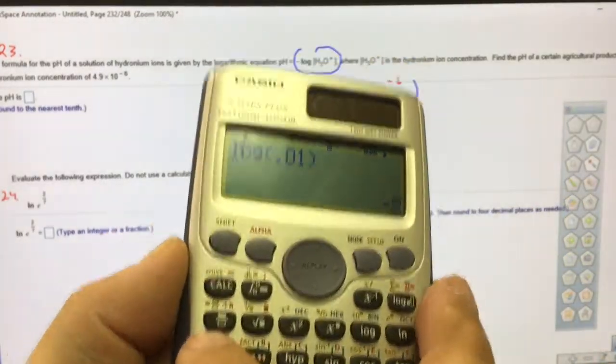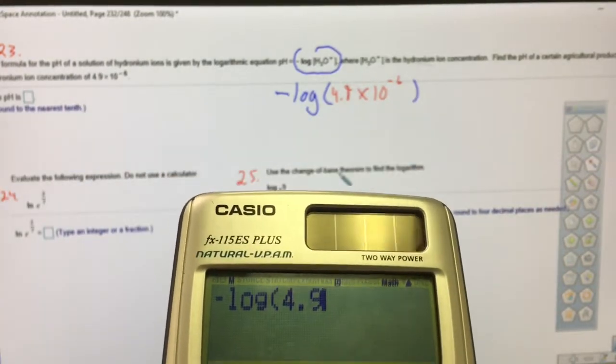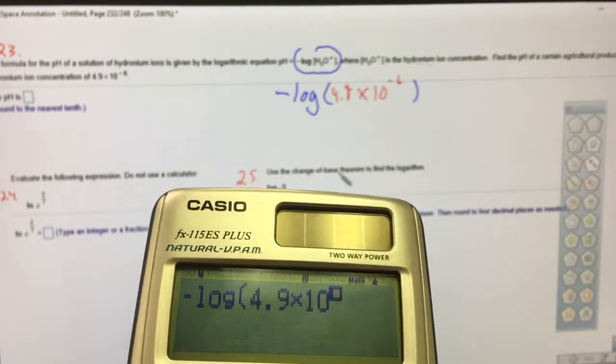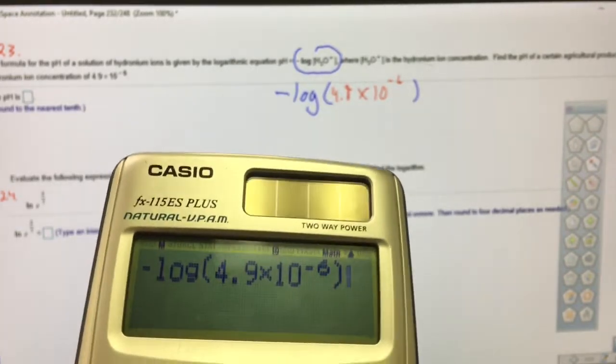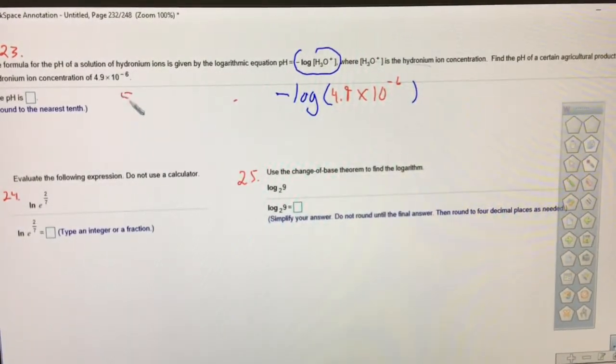So negative, not minus, negative log. Now again, we're using the just basic log, and then 4.9 times. I'm going to hit the times button. 10 x box to the -6th. Sometimes we don't have to close the parentheses, and I don't think we do on this one, but I'm going to. I'm going to right arrow and close those parentheses, and that's my answer, 5.3. They want it to the nearest 10th, so you just write down 5.3.